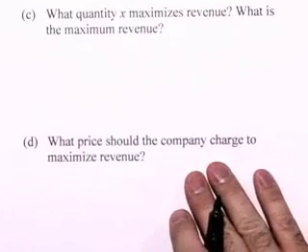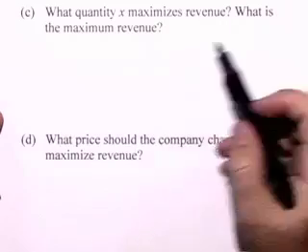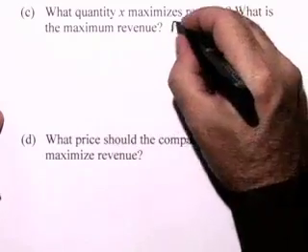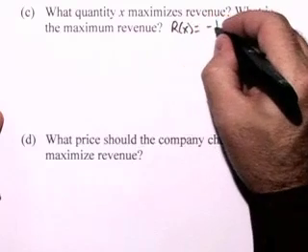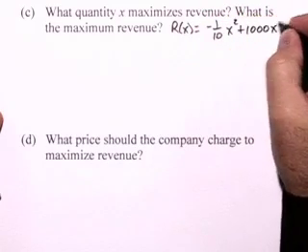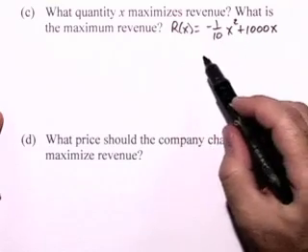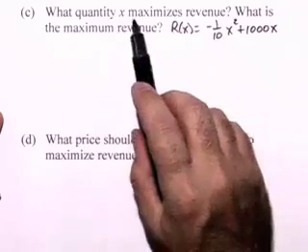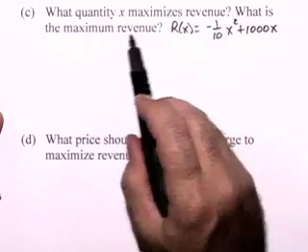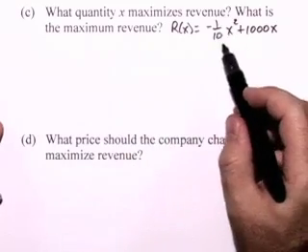In part C, we'd like to find the quantity X that maximizes the revenue and then determine what that maximum revenue is. Recall that our revenue function is negative 1/10 X squared plus 1,000 X. This is a quadratic function. The leading coefficient is negative, so the graph opens down, which verifies that we do actually have a maximum. The quantity that maximizes revenue and the maximum revenue we can find by locating the vertex of the graph of this function.